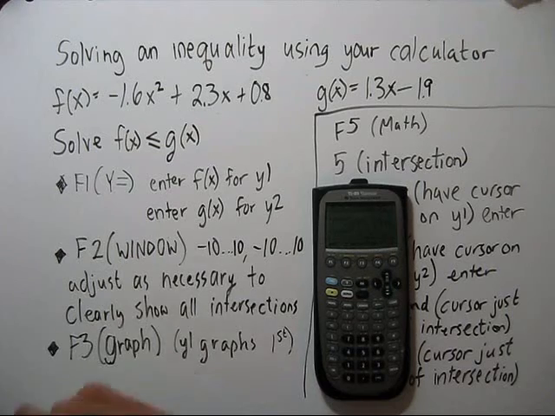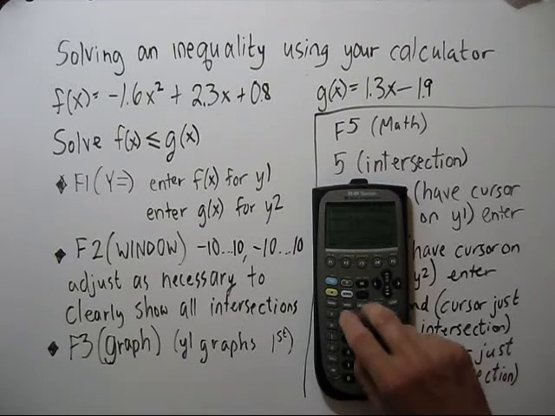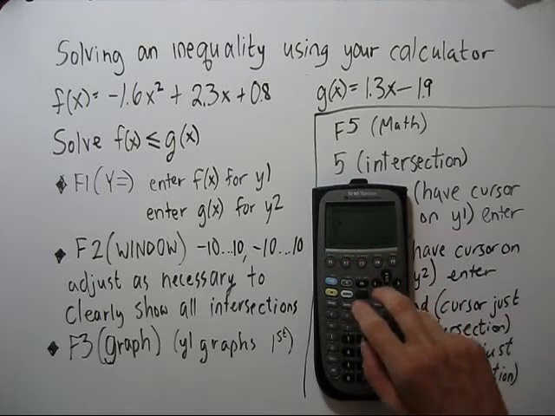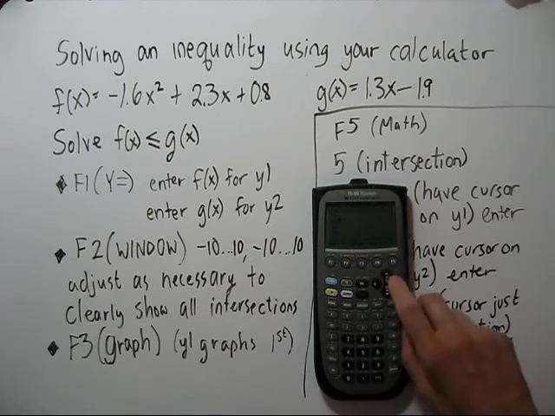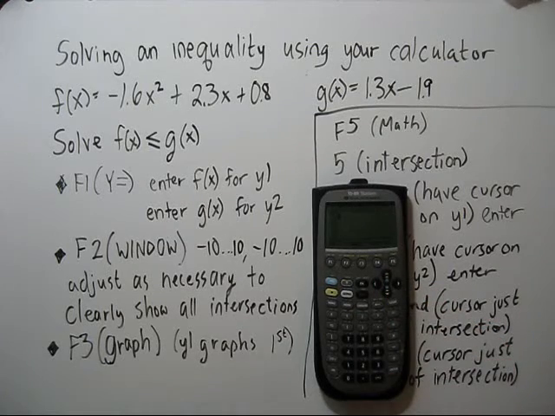We're going to solve f of x is less than or equal to g of x using a TI-89 calculator. First, let's enter in f of x and g of x. Hit diamond F1, clear anything that's there. So on Y1, enter your f of x. Hit enter when you're done. It'll automatically go to Y2, and that's where you enter g of x.